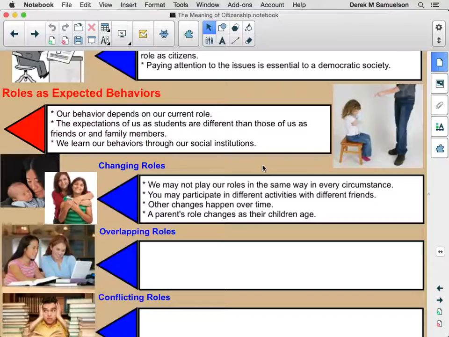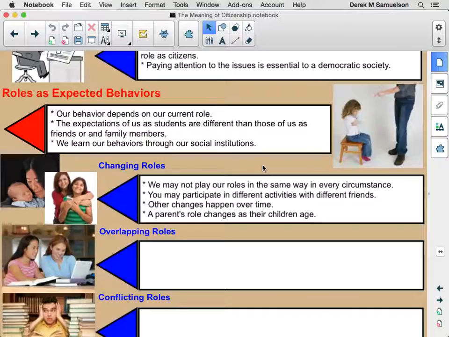And that maybe they're not the same people because your homework friends don't like soccer and your soccer friends aren't good students. But you want to make sure that you can play both roles in your life. And so you choose your social groups. Other changes happen over time.